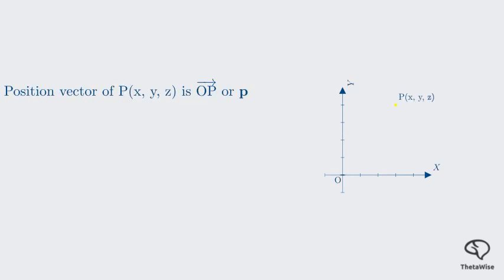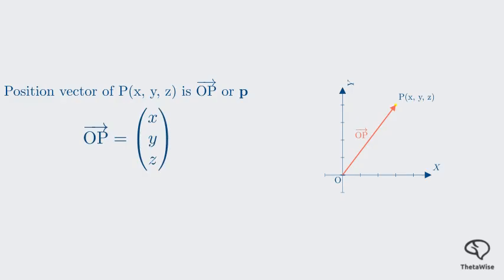Let's begin by introducing the three-dimensional Cartesian coordinate system. In this system, we use three mutually perpendicular axes, the x, y, and z axes, to locate any point in space. A point P in space has coordinates x, y, z. Its position vector is the vector that originates from the origin O and terminates at point P. We denote it as OP with an arrow on top, or just the lowercase bold letter p. In component form, this position vector is written as a column vector with elements x, y, and z.